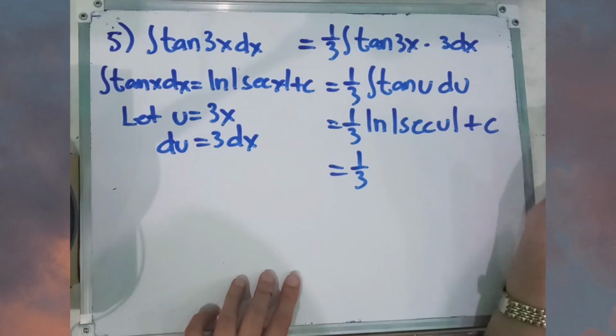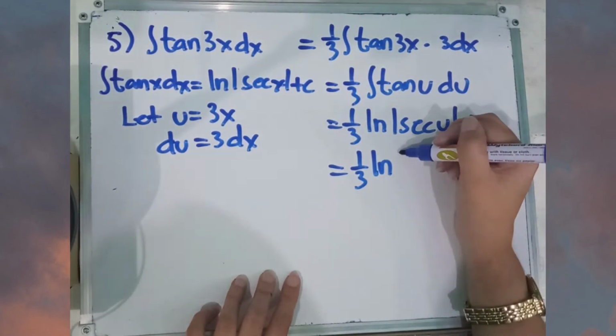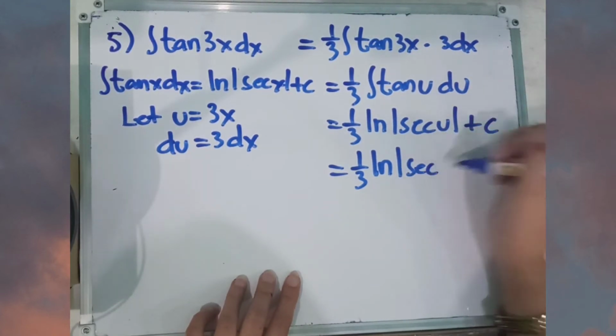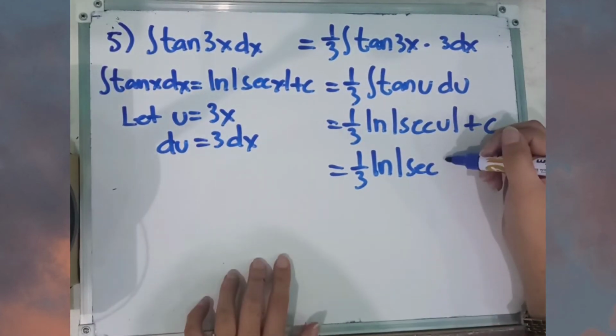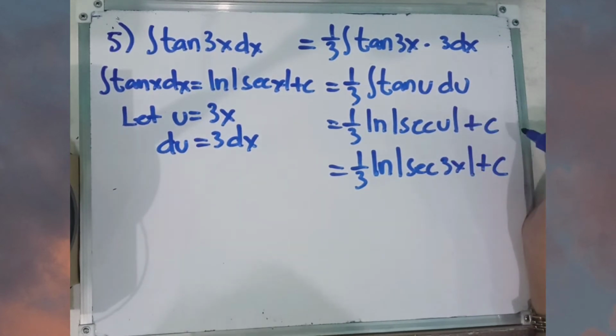And back substituting, 1/3 ln of the absolute value of secant u, where u is 3x, plus c.